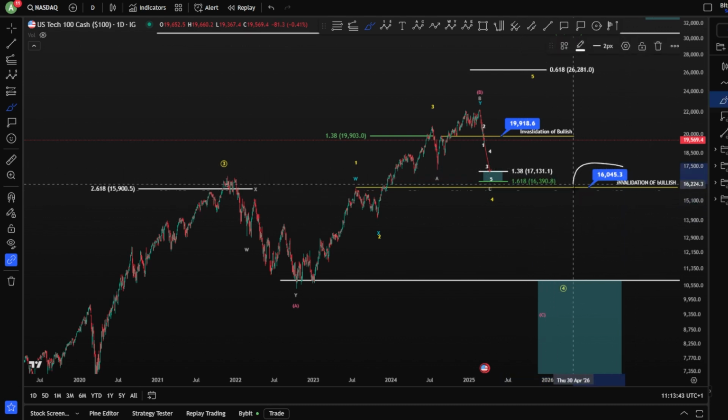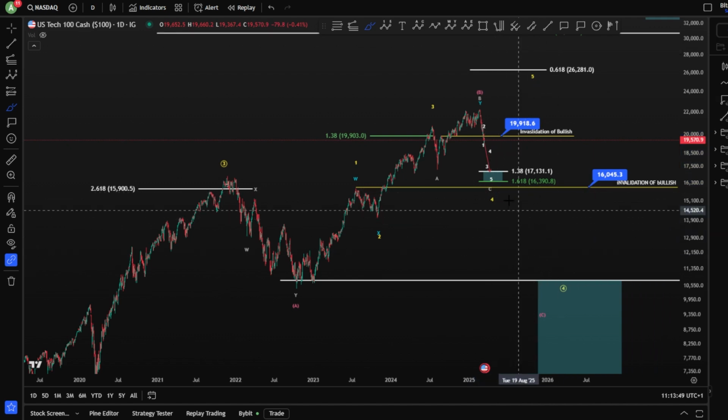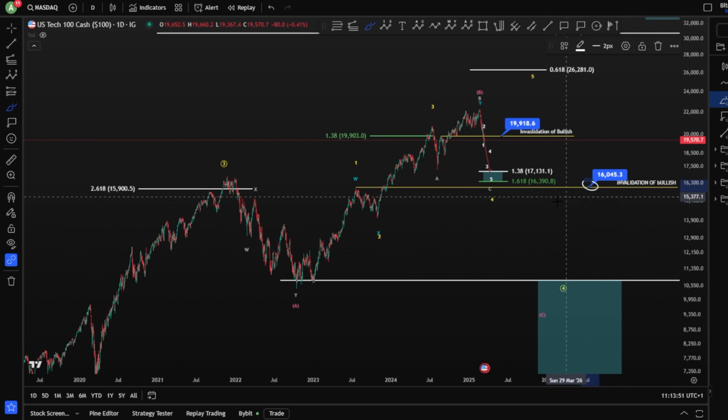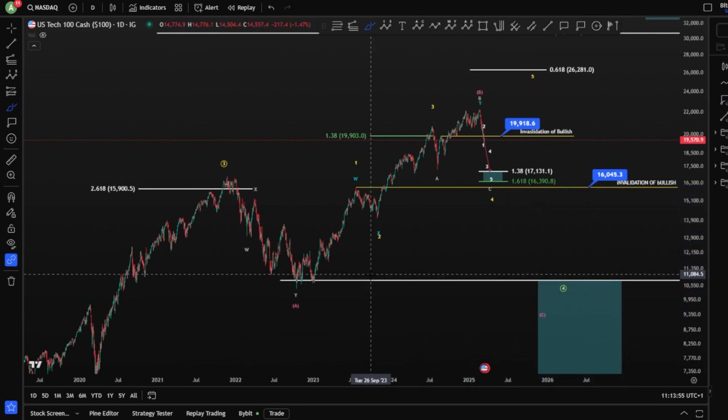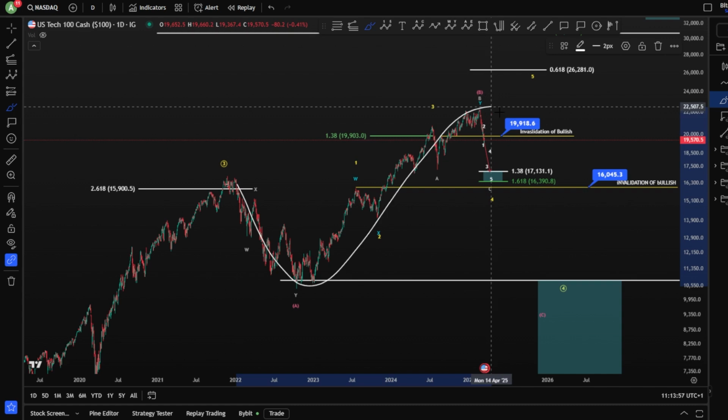Now our targets are obviously here before, at 17K.1, 16K.3, which is very, very close. So if we take this, that's going to be very bad for NASDAQ. That's a very bad signal. Taking this means opening the gate for the next blue box, and that means a bigger ABC.